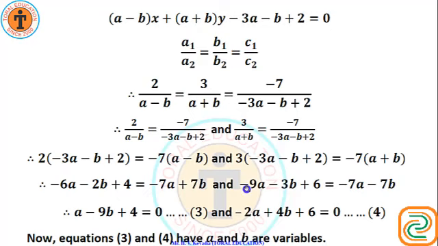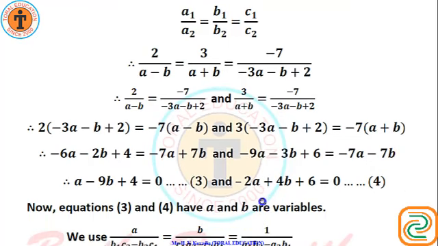And here minus 7a will be positive, so minus 9a plus 7a, that is minus 2a, minus 3b plus 7b, that is plus 4b, because the bigger number is positive, and plus 6 equals to 0. So equation number 3 and 4, right? Solve this equation by cross multiplication method.